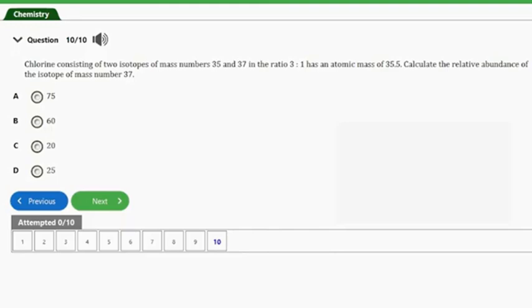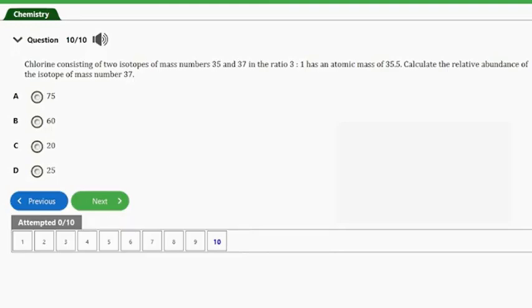So guys, let's consider this last question. Chlorine consisting of two isotopes of mass numbers 35 and 37 in the ratio 3:1 has an atomic mass of 35.5. Calculate the relative abundance of the isotope of mass number 37.